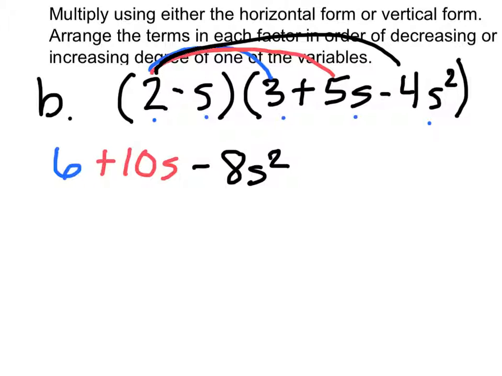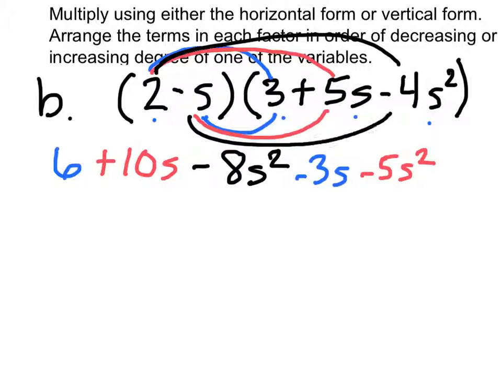Now I need to do the next one, so I'm going to do a -s times 3 is -3s. And then I'm going to do -s times positive 5s is -5s squared. And then I'm going to do a -s times a -4s squared is a positive 4s to the third.